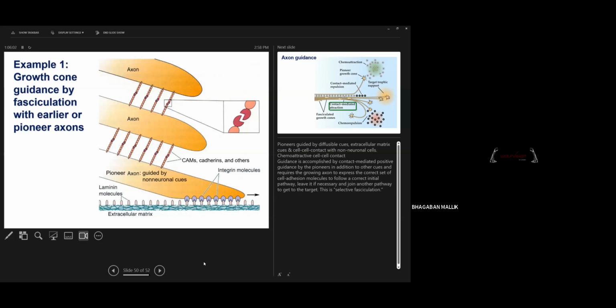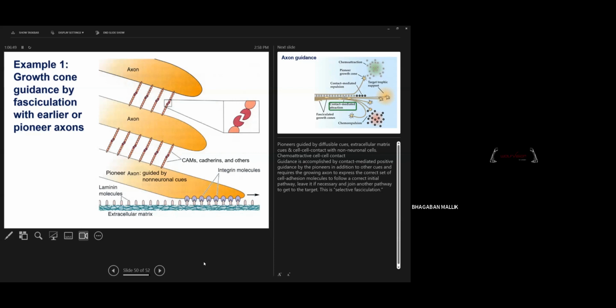So this is the pioneering axon, the pioneering neuron. Here this is the extracellular matrix. You have molecules called laminin, and in the pioneering axons you have molecules called integrin. Integrin attaches to the laminin, and then signals are generated which regulate the actin and tubulin cytoskeleton, and you have the growth of this filopodial growth cone. Then when another axon interacts with this axon, this axon helps the other axon reach the target. That's why it is called a pioneer axon.